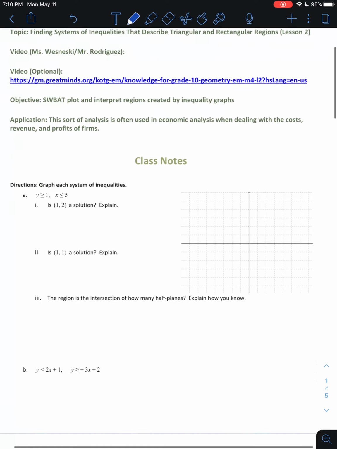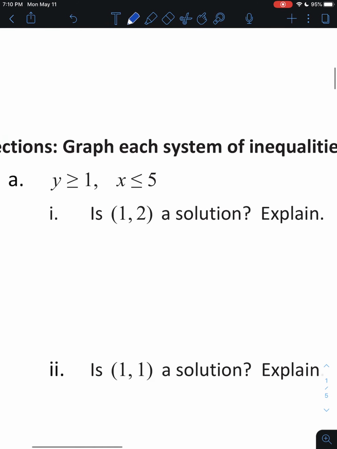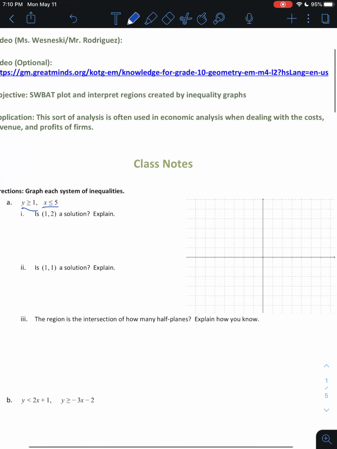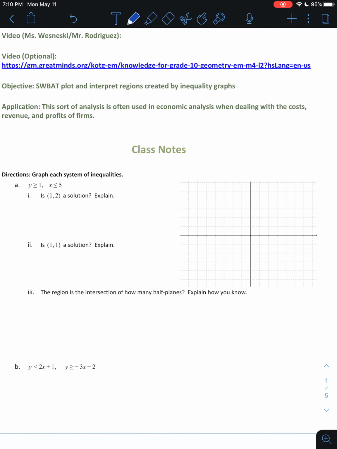So for our first problem here, it asks us to graph each system of inequality. So a system of inequalities is basically just a set or a group of equations that will form some specific region on the coordinate plane. So you see how you have two equations, right? 1, 2. And then those equations are going to form some kind of region on the coordinate plane that we'll be able to shade in. So the first thing we want to do is just graph each of those equations.